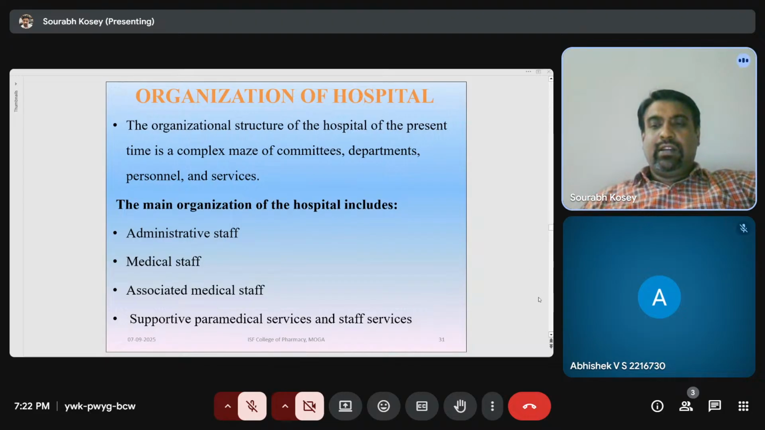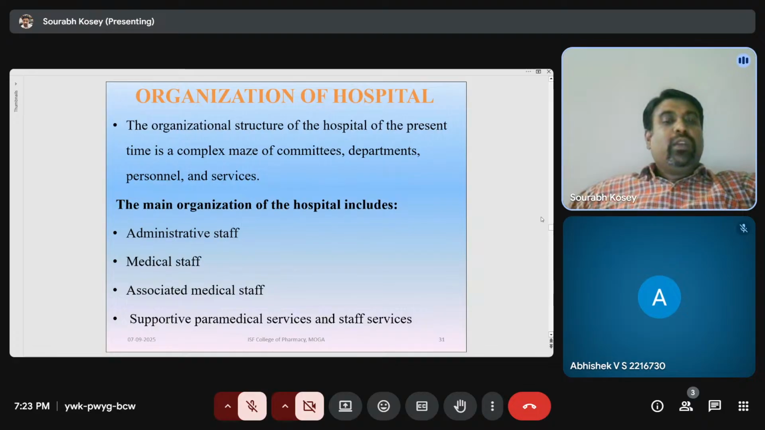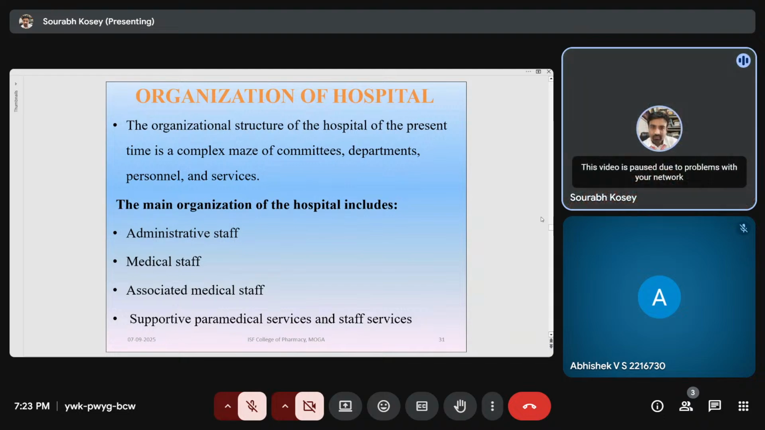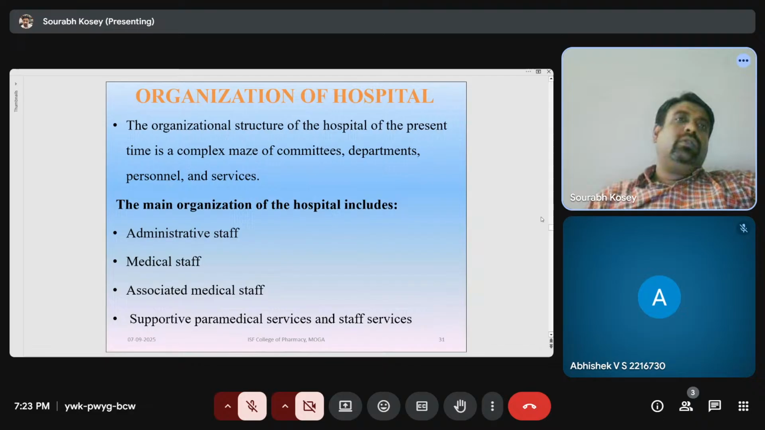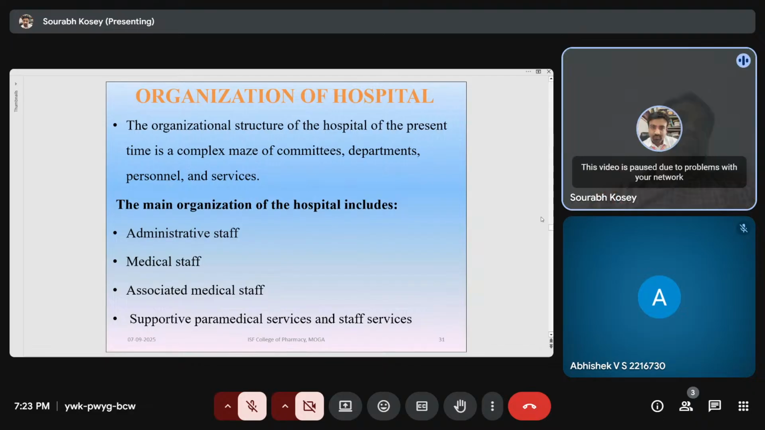You will find that there are a lot of people governing the main organization of the hospital, which includes administrative staff, medical staff, associated medical staff, supportive paramedical services, and staff services. So you can see that there are physicians, nursing staff, pharmacists, physiotherapists, dietitians, and n number of people working day and night to cure the patient. The hospital is open 24/7, 365 days. There are 3 shifts in the hospital, each of 8 hours, 8 times 3 is 24.